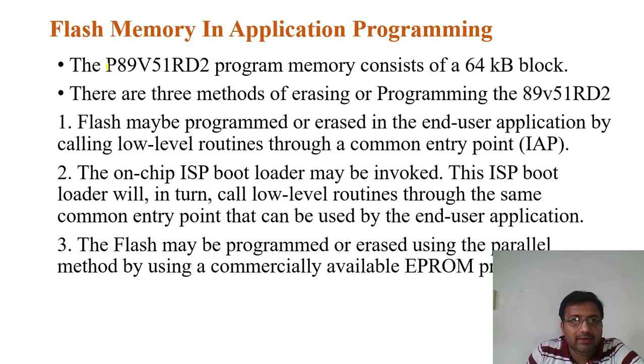Here it is a P89V51RD2. Program memory consists of 64 kilobytes of block code. So it has 64 KB of flash for this particular chip, the P89V51RD2, which is a flash programmable chip. There are three methods of erasing or programming the 8051. Method one is that flash may be programmed or erased by the end user application by calling low level routines through a common entry point, that is IAP. IAP stands for in application programming.